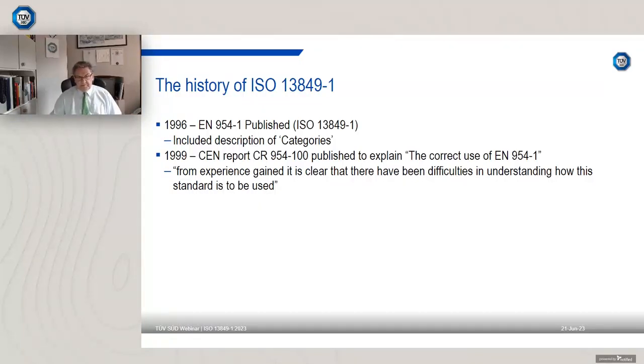And because of that, the statement on the screen now was used in EN 954 Part 1. It's clear from experience that there have been difficulties in understanding how this standard is to be used. Part of that was understanding how the categories should be used, how the correspondence between the categories and so on. And some of that is still there today, carried through in the various editions.